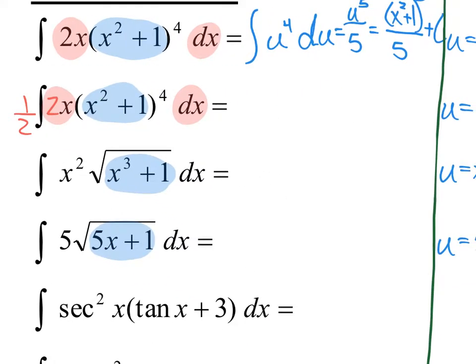Okay? So this problem then would be rewritten as a 1/2 times the integral of u to the 4th du. Again, the integral of u to the 4th is u to the 5th over 5, so it's 1/2 times u to the 5th over 5. You just make it u to the 5 over 10. And u is x squared plus 1, so it's x squared plus 1 to the 5th over 10 plus the c. Okay?